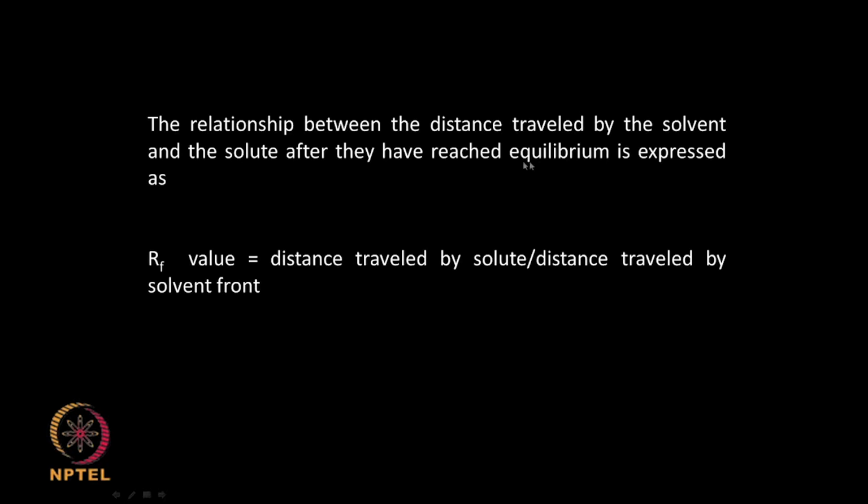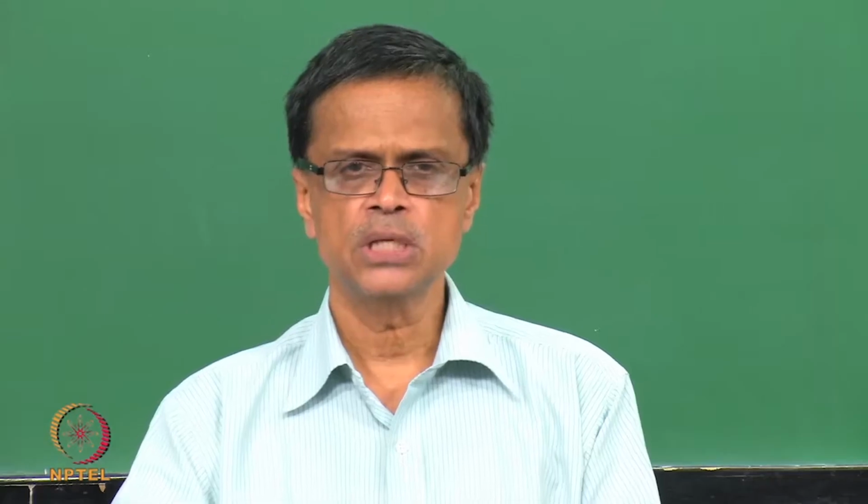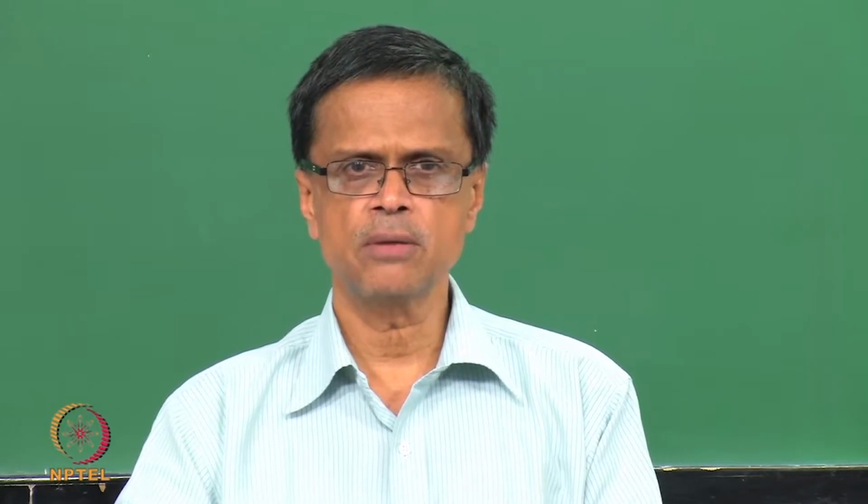The relationship between the distance travelled by the solvent and the solute after they have reached equilibrium is expressed as the RF value, that is, the distance travelled by the solute divided by the distance travelled by the solvent front. So, that is called the RF value. Each component will have a different RF value, and that is very characteristic of that component.